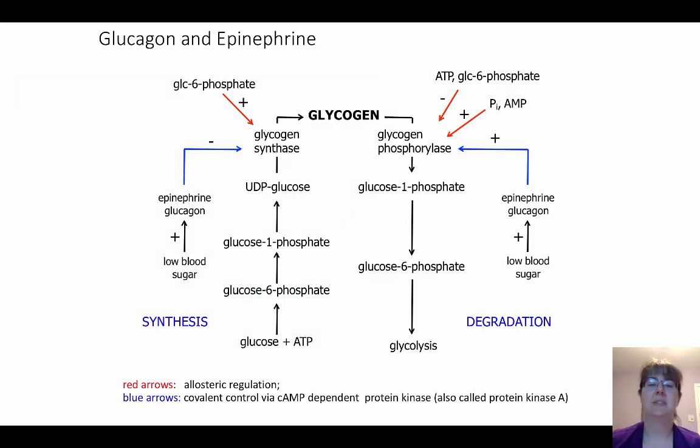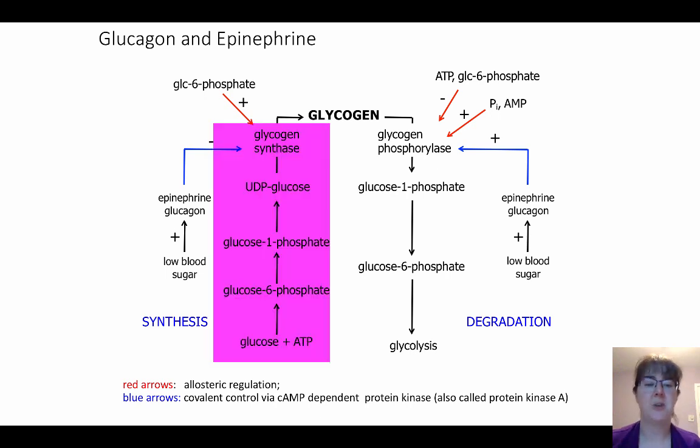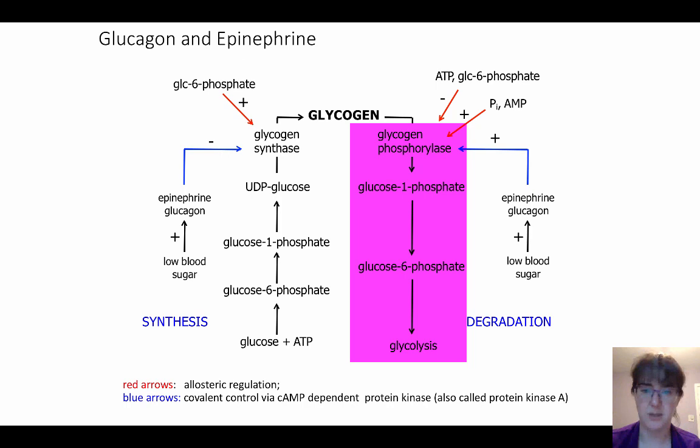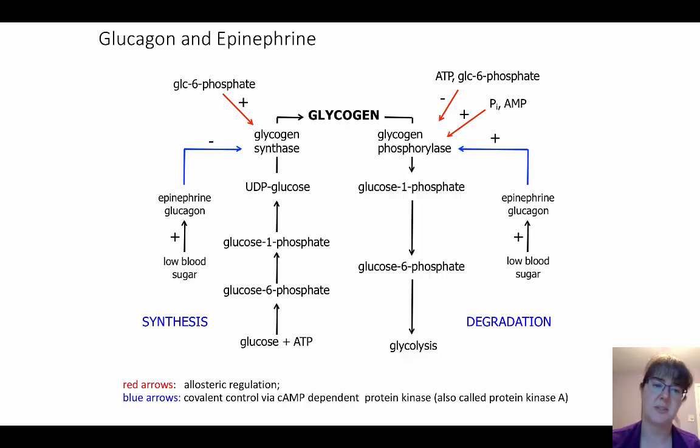Taking another look at glycogen metabolism overall. So you can see the arrows going from the bottom going towards glycogen are going to be our anabolic pathways, where we're going to start with glucose and ATP to go to glucose 6-phosphate to glucose 1-phosphate to UDP-glucose to glycogen synthase. When we are degrading glycogen in our catabolic pathway, we've got that glycogen phosphorylase enzyme that will then go to glucose 1-phosphate to glucose 6-phosphate to glycolysis. So at the top, you see those two enzymes.